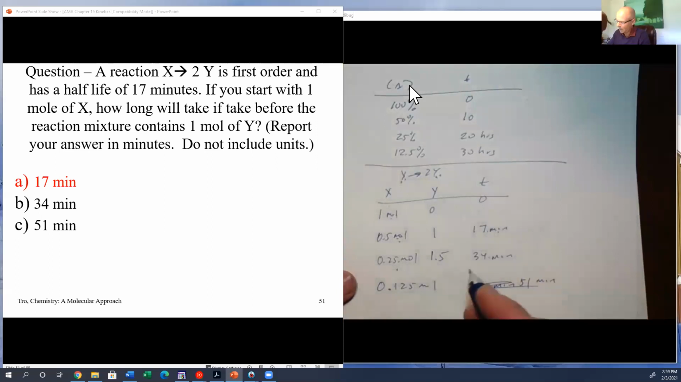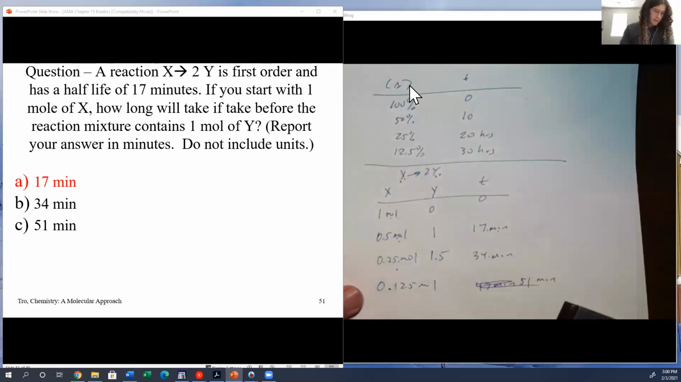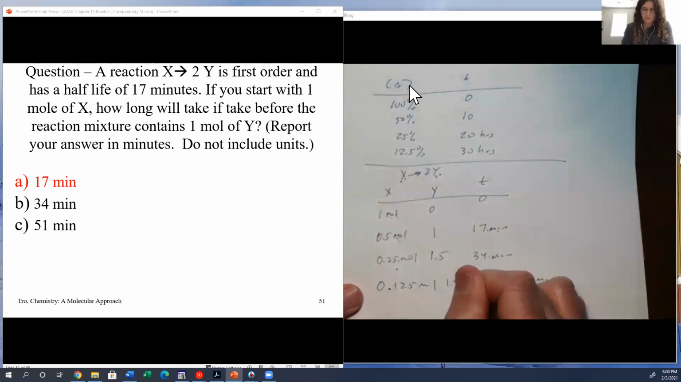Yeah. Then how many moles of Y do I have? Well, how many have reacted? Oh, I can't do the math. I can't do this math in my head. It's 0.875. Thank you. 0.875. And if I multiply that by 2, I get 1.75. So this is 1.75 here, right?